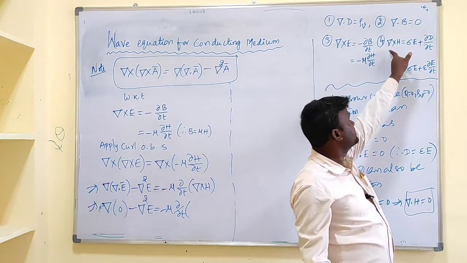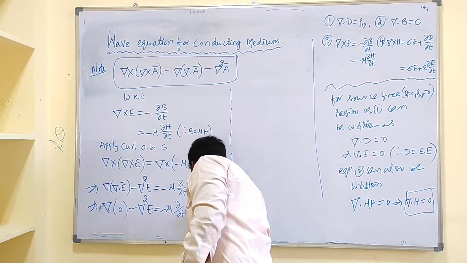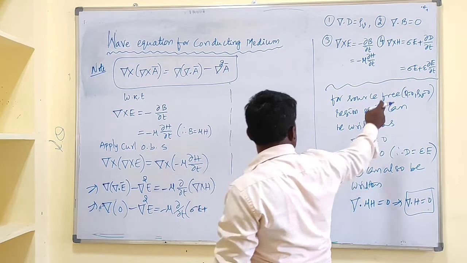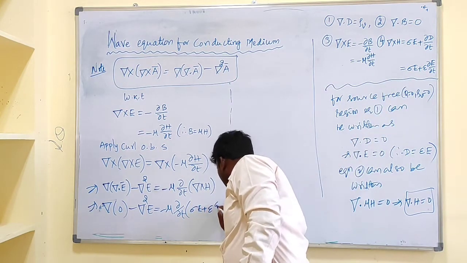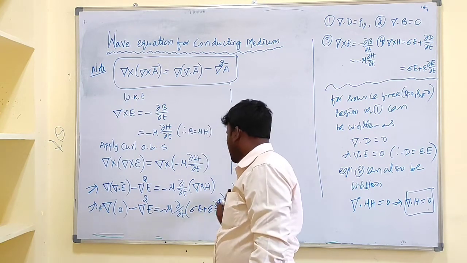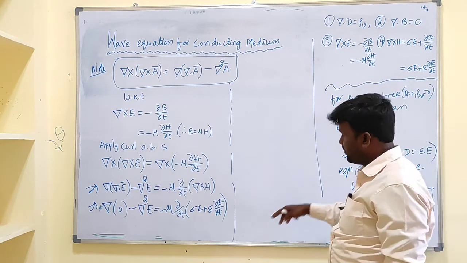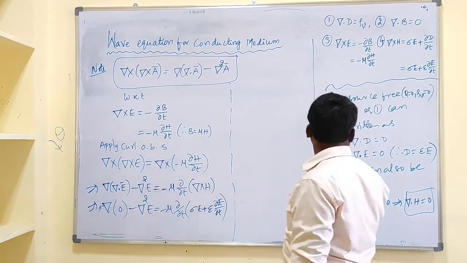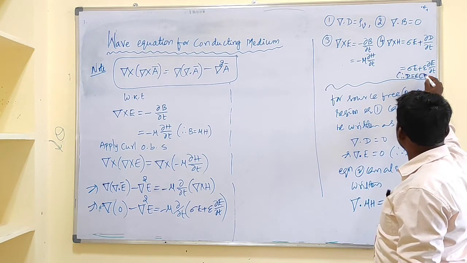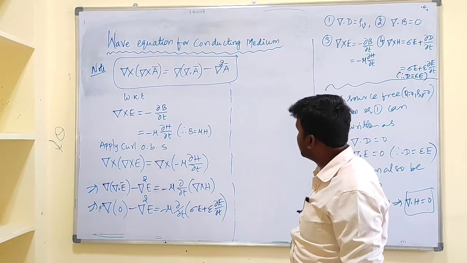Where you have del cross H, this equation 4. So del cross H equal to what? Sigma into E plus epsilon dou E by dou t. Let us write all the terms in terms of E or H. So del cross H equal to sigma into E, and the remaining dou D by dou t can be written as epsilon dou E by dou t, since D equal to epsilon into E, dou D by dou t can be written as epsilon dou E by dou t.